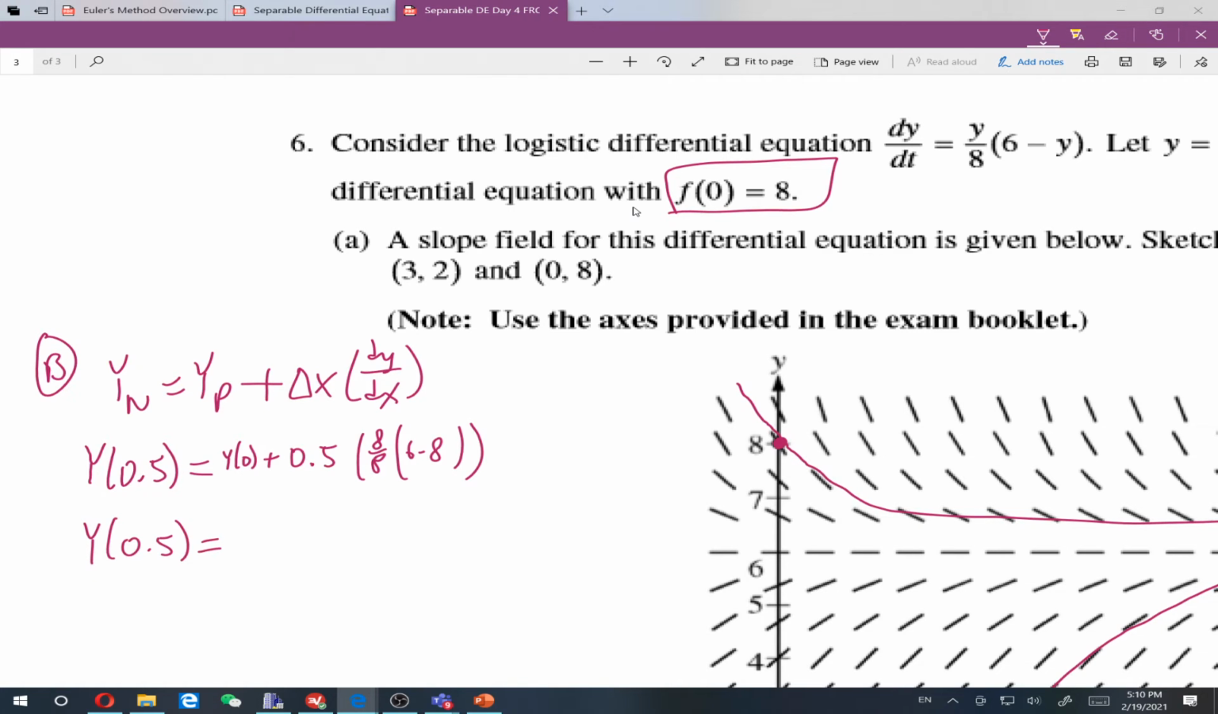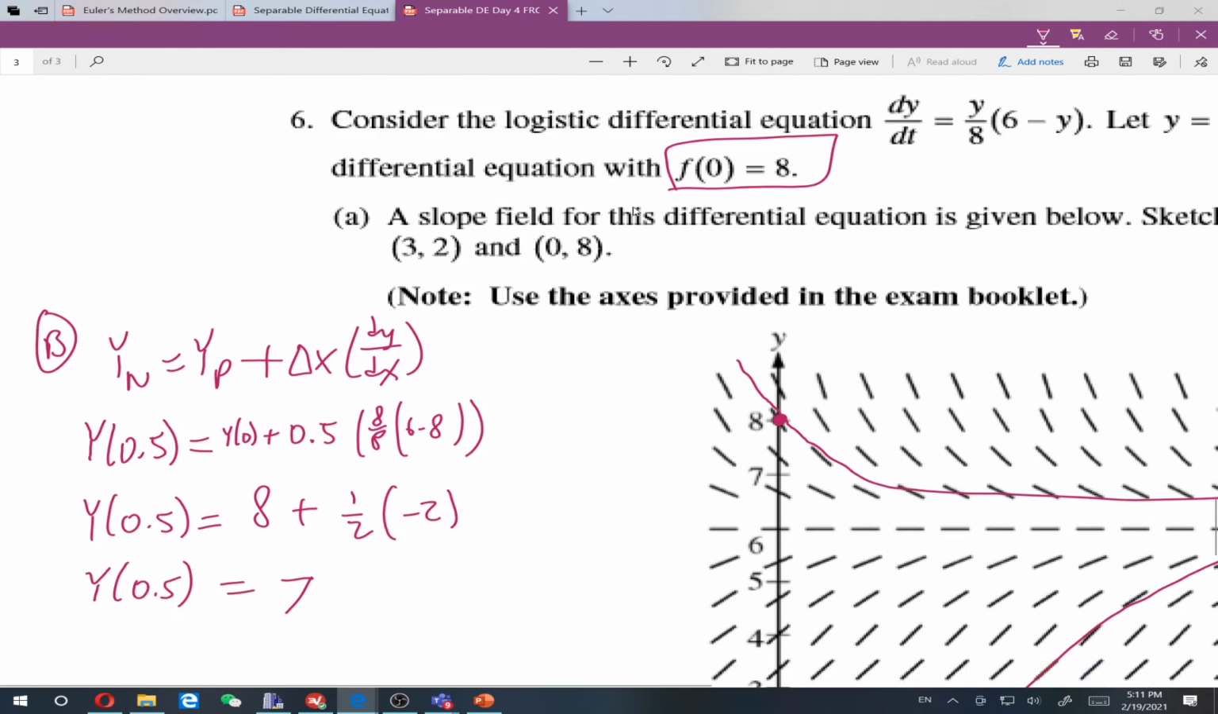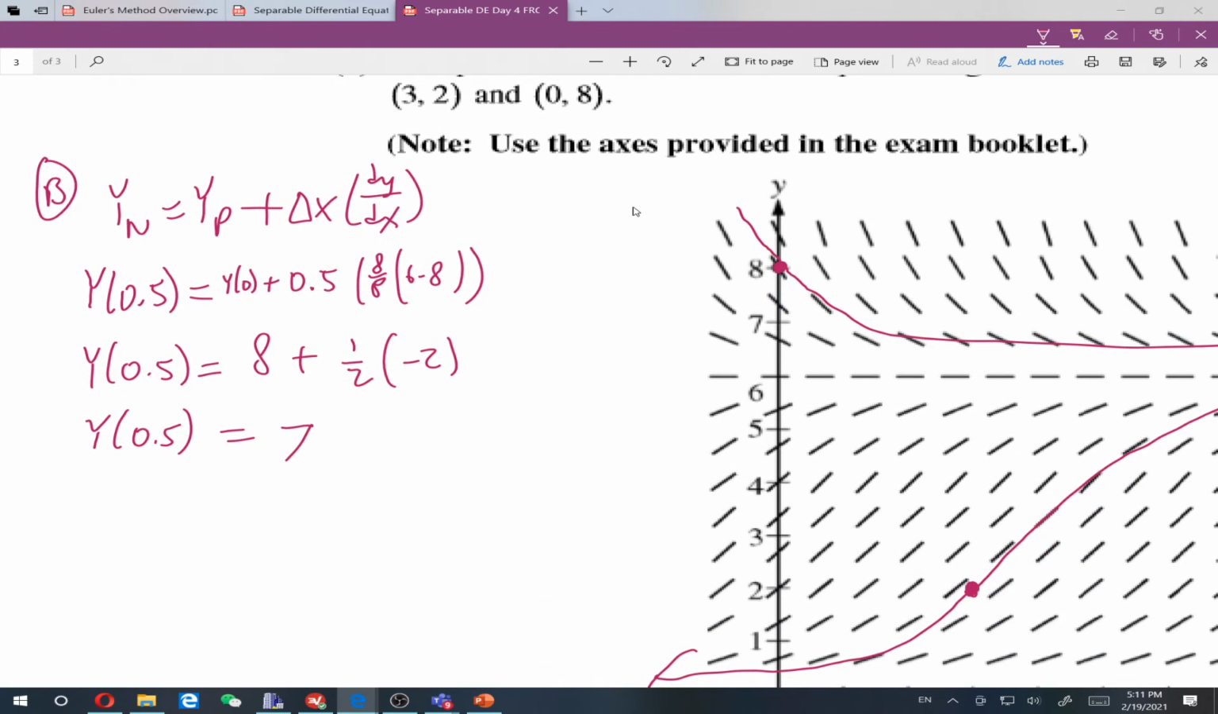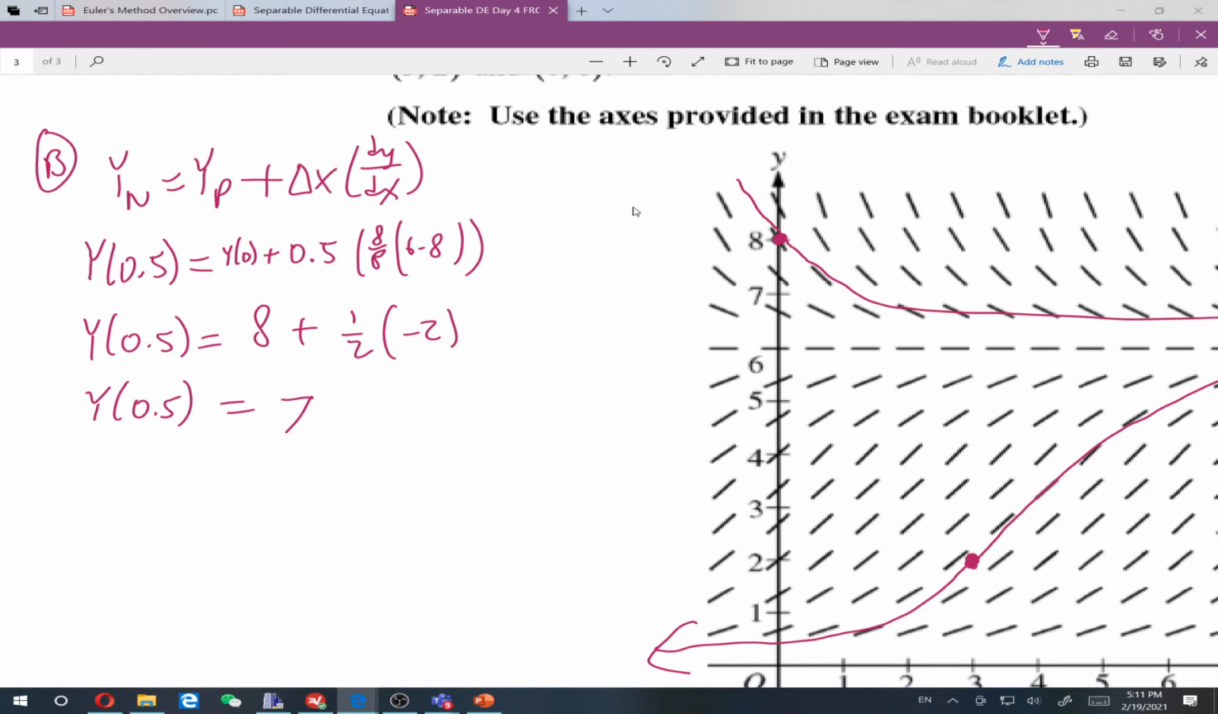Okay, what is 8 over 8 times 6 minus 8? Negative 2. Okay, so this is negative 2 times 1/2. And then our y at 0, which was 8. So I've got 8 plus 1/2 times negative 2. What is 8 plus 1/2 times negative 2? 7. Okay. Jumping over to Kyle, we've got one more step left. So if I want to find y at 1, what do I need to do?